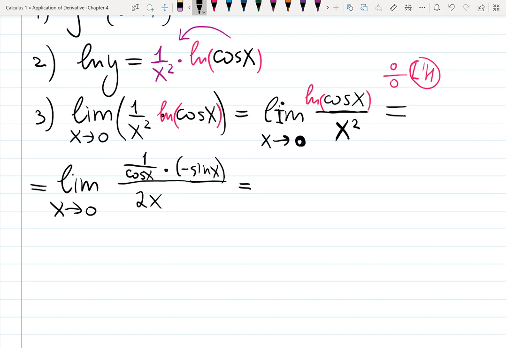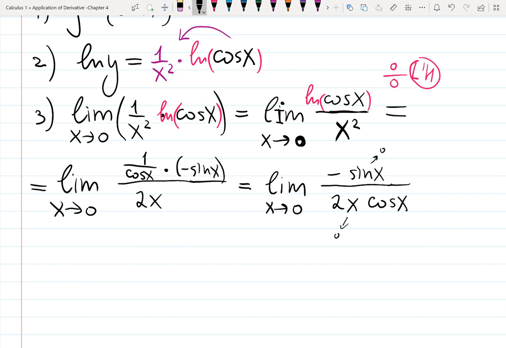Let's simplify this mess. It's going to be a limit as x approaches 0, and we are working with 2x at the bottom, cosine x at the bottom, negative sine x at the top. Not too bad. Well, it's still a 0 over 0 case. x makes everything 0 in the denominator, sine makes everything 0 in the numerator.